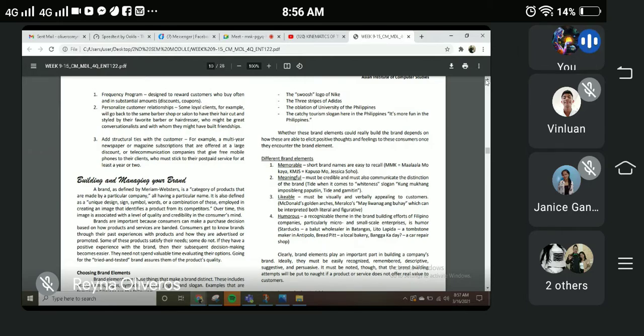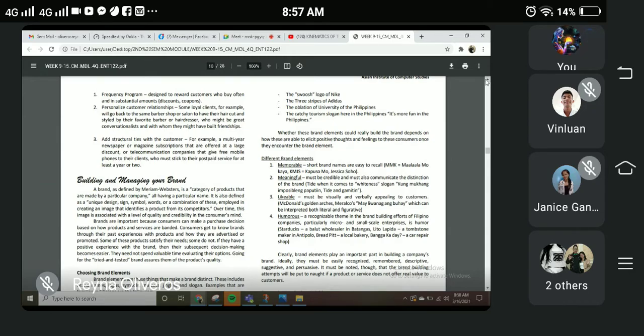'Di ba? Dapat recognizable siya when it comes to theme. Okay? Halimbawa na lamang yung Starbucks. A balot wholesaler in Batangas. 'Di ba? Next, Starducks pala. No, Starducks, not Starbucks. Starducks. Balot wholesaler in Batangas. 'Di ba? Lito Lapida. Tombstone. Ito yung gumagawa ng lapida. 'Di ba? Bread Pit. Bakery naman to sa Balangka. Bangga Day. 'Di ba? Local bakery. Then, yung Bangga Day naman is a car repair shop. So, it should be humorous.